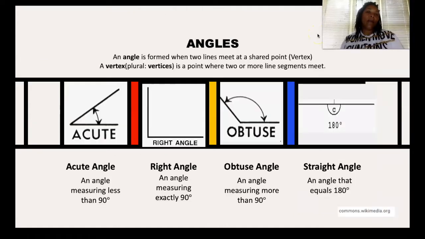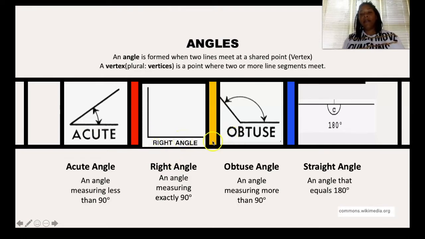An angle is formed when we have 2 lines that meet at a shared point, and that point is called a vertex. Vertices when you're talking plural. So we have basically 4 types of angles. We have an acute angle, which is an angle that measures less than 90 degrees. So then you say, well, what is 90 degrees? Well, here's your 90-degree angle, and that gives you exactly 90 degrees.